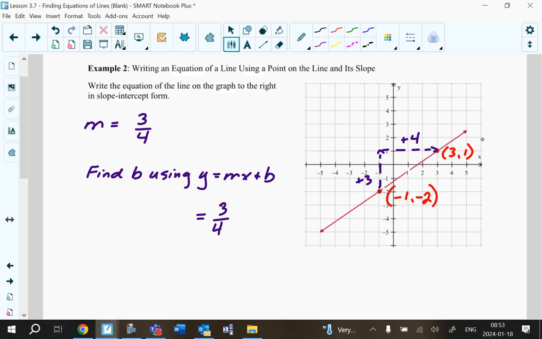So what's the y value here? 1. What's the x value? 3. And then plus b. Set up that equation to find b. See if you can get it. Try this one. Remember, 3 is 3 over 1.